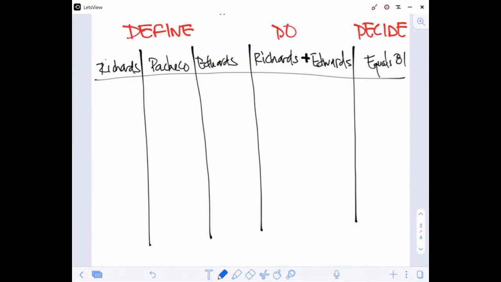So I built my table, and it starts with define. What am I trying to figure out? I'm trying to find the ages of Mr. Richards, Miss Pacheco, and Mr. Edwards. And I know the least about Mr. Richards. So I'm starting with him. Now that I've defined what I'm trying to find, what am I going to do? I'm going to add up Mr. Richards and Mr. Edwards' age because the problem said their ages together should equal 81. So that's how I can get myself towards the answer.